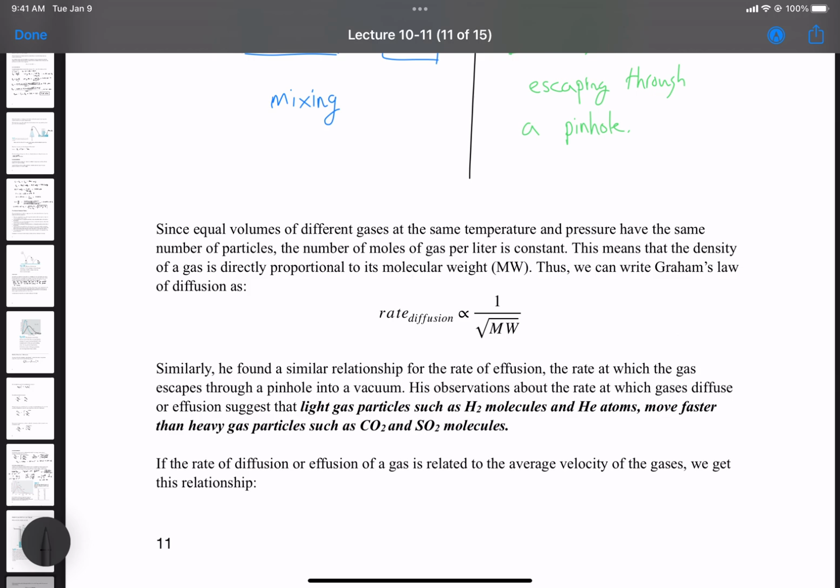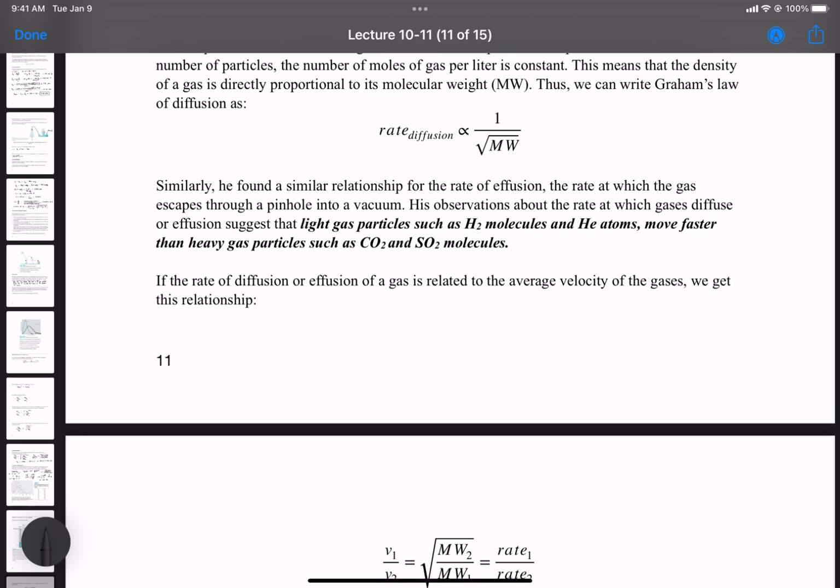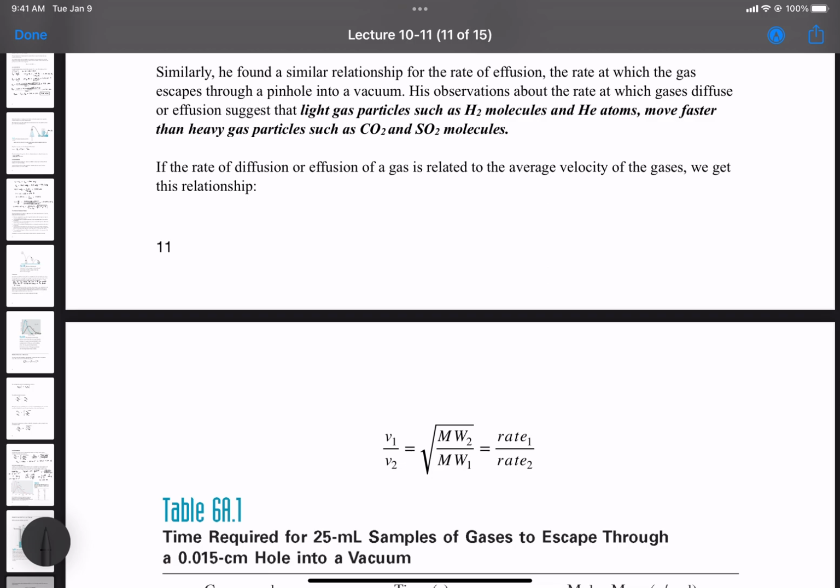Okay. So just like for diffusion, he found a similar relationship for effusion. It suggests that light particles, such as hydrogen molecules and helium atoms, move faster than heavy gas particles, just like the equation suggests, right? Okay. So if the rate of diffusion or effusion is related to the average velocity of the gases, we can get this relationship as well. And you see here, it looks pretty much similar to what we've seen before for average speed in the previous example we did a few slides ago. Okay, so the relative velocities are inversely proportional to the ratio of the square root of the two gases' molecular masses or weights.